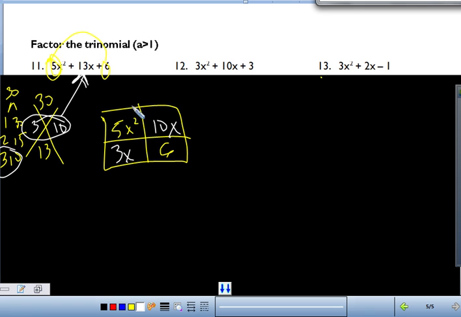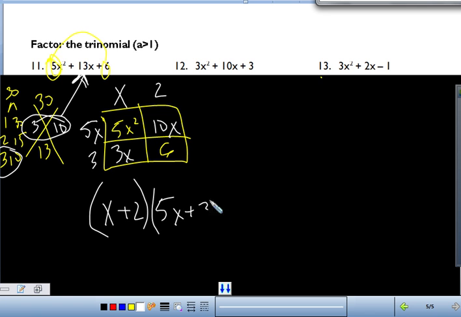And then I'm going to use the box here in order to factor out the greatest common factor. So I have a 5x squared and a 3x from both these. I can pull out an x. A 10x and a 6, I can pull out a 2. 5x squared and a 10x, I can pull out a 5x. And 3 and 6, I can pull out a 3. So I see in this case my factors are x plus 2 and 5x plus 3.